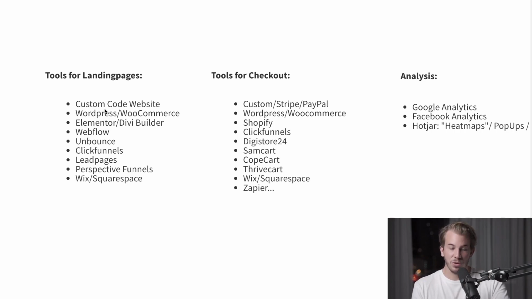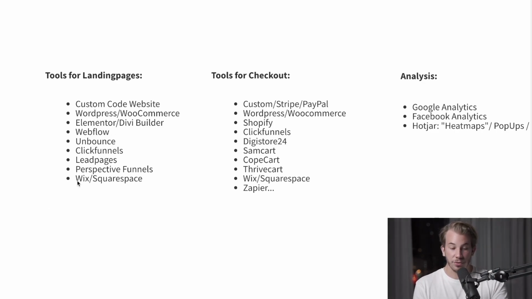For example, you could custom code your website if you know HTML, CSS, or some other programming languages. You could just use WordPress and use WooCommerce for your checkout. You could also use Elementor or Divi Builder, which are both WordPress drag and drop page builders, which are fairly good and fairly cheap. And especially if you want to work with WordPress, that's a really good choice. Another really, really good tool is Webflow. It's mainly used for websites actually, but you can do all the landing page stuff also with Webflow.